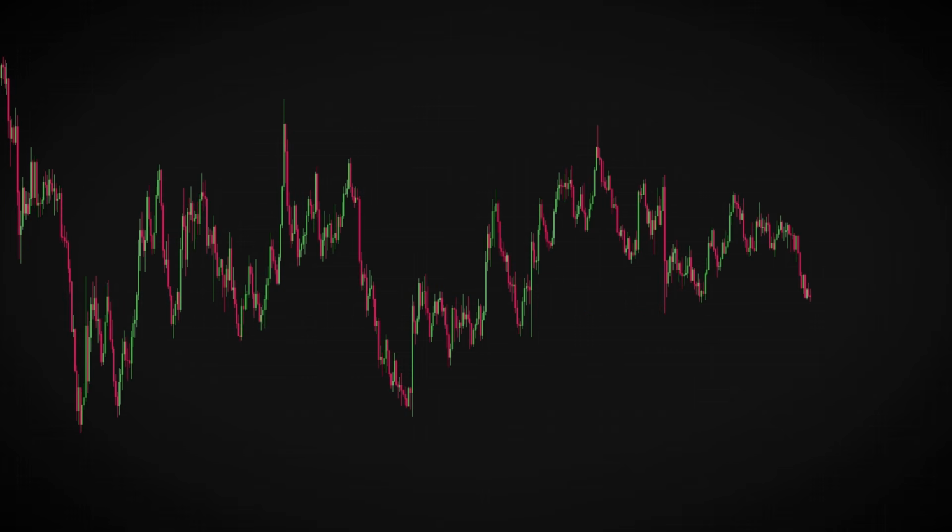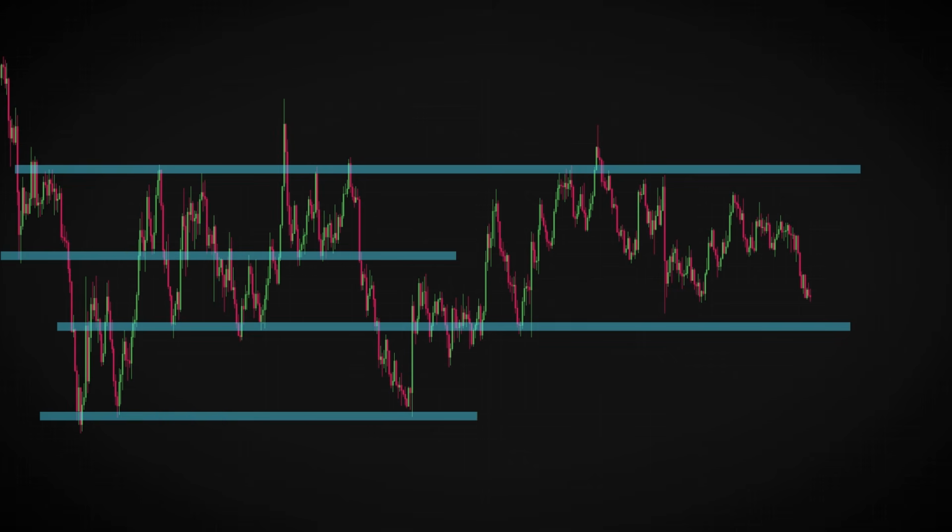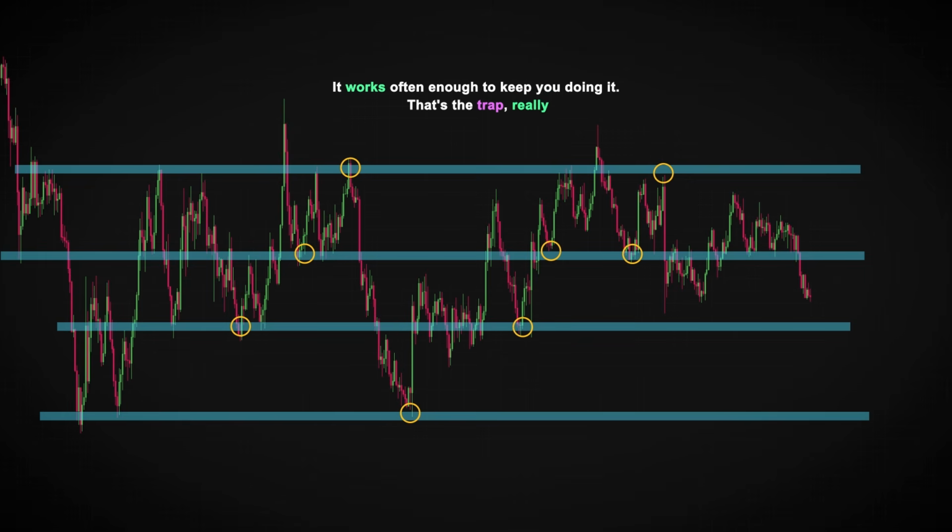So here's what most of us do every single day. Open a chart, draw a few lines, draw a few more until the thing looks like a spider web, then sit there and wait for a bounce. And look, it works often enough to keep you doing it. That's the trap, really, because here's what that whole approach just can't see.